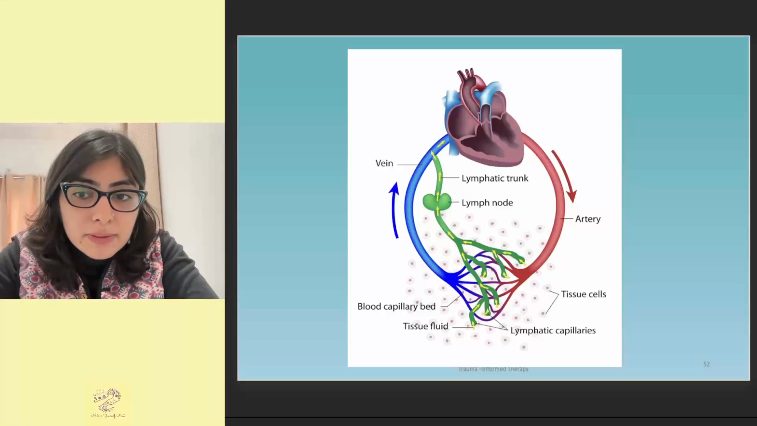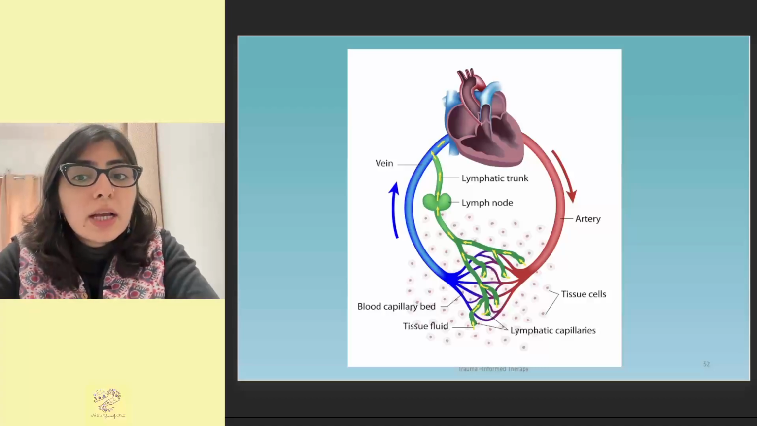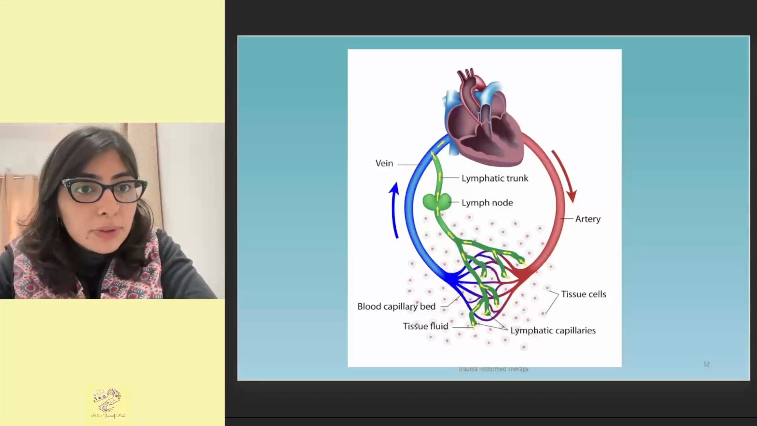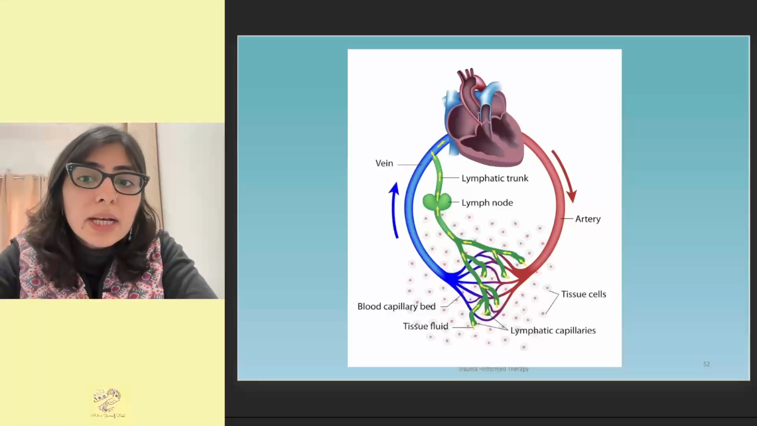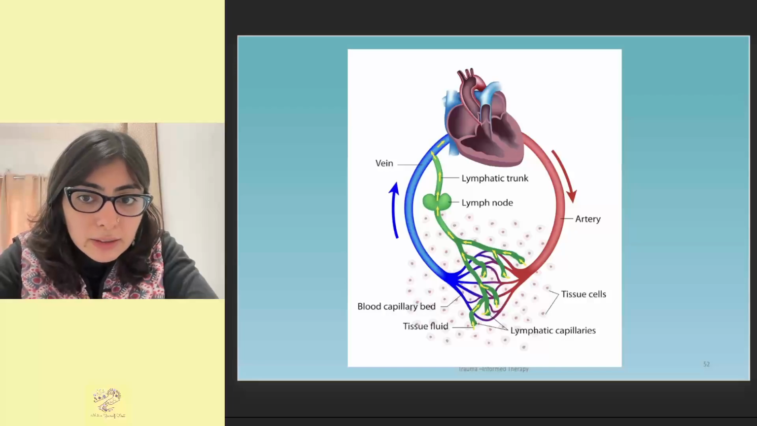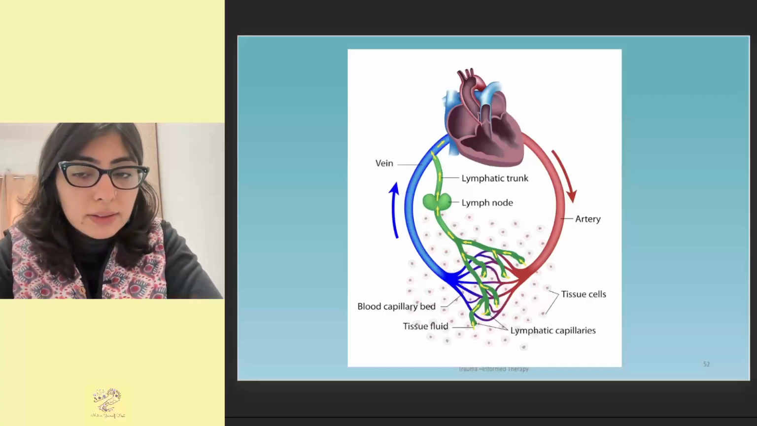Pure blood comes from arteries, reaches the tissues, the good part, the oxygen, nutrients, and protein, is consumed, and then the remaining waste part is taken back to the heart through veins.